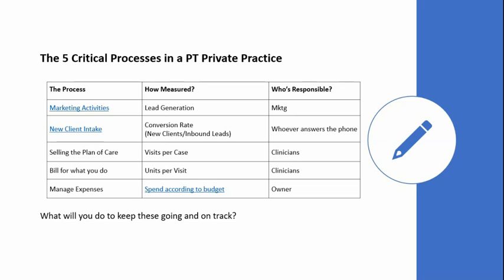Let's look at my 3 columns here. The process, how it's measured, and who's responsible. You will notice that the metrics, the how is it measured, is the output from the process. Without a process, a written, documented, shared, and repeatable process, how in the world can we expect a predictable outcome? So we'll start with the first process here, marketing activities.